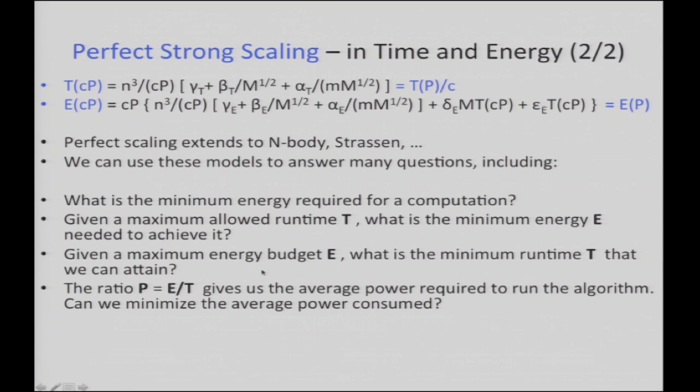You can just write these things down. And you can also ask what is the minimum power, because that might be a separate kind of limit. In that case, you take the ratio of energy divided by time, that's the power, and ask, how do I choose all the parameters?